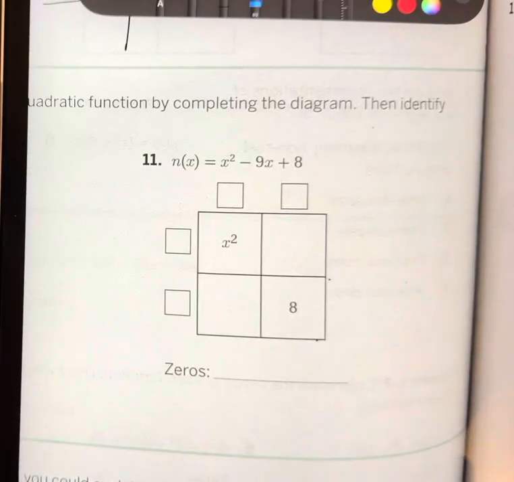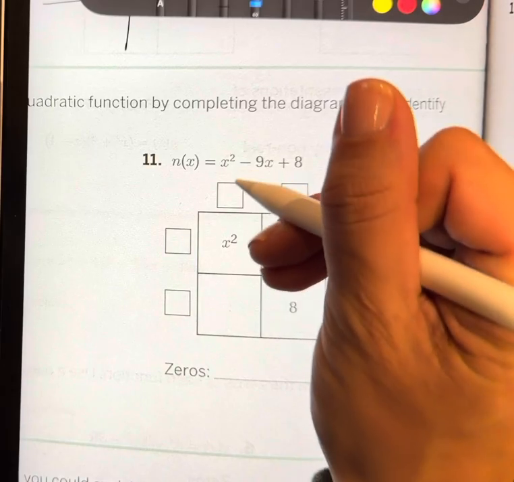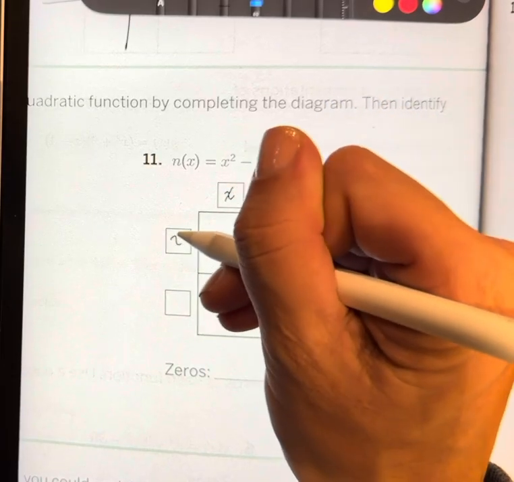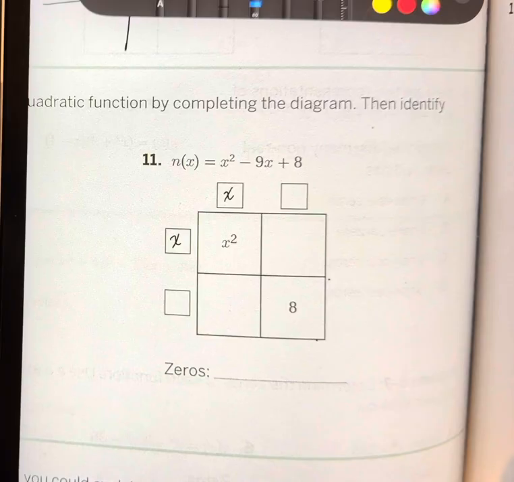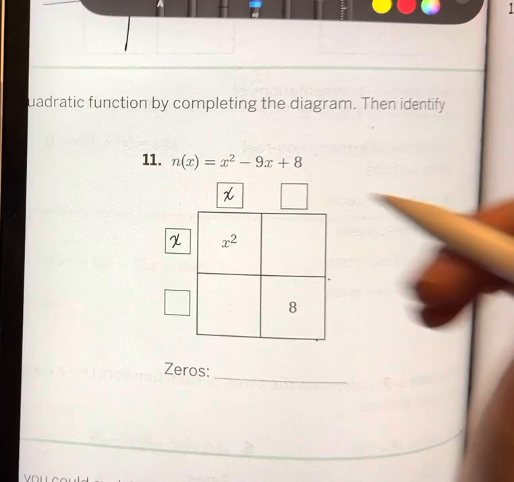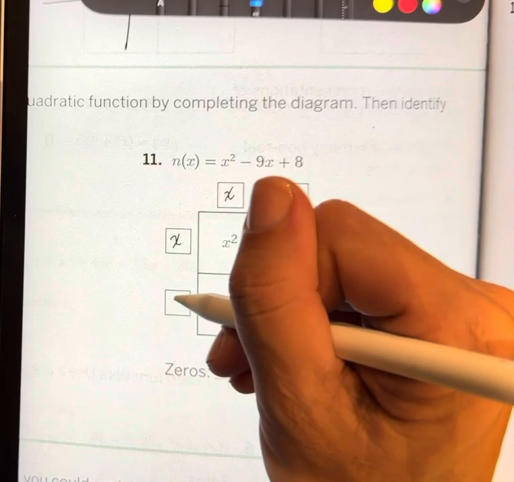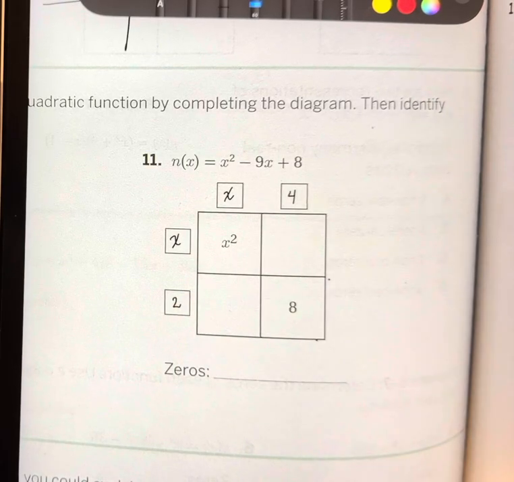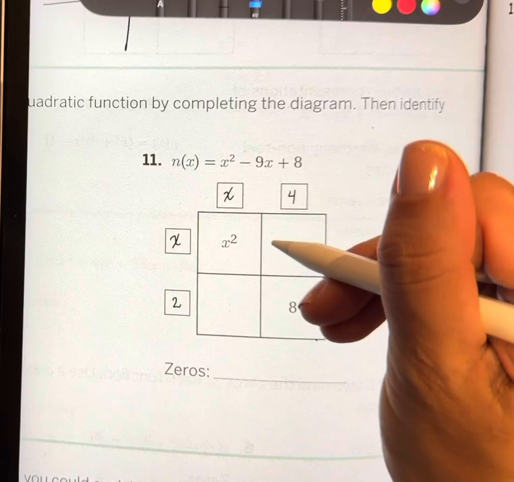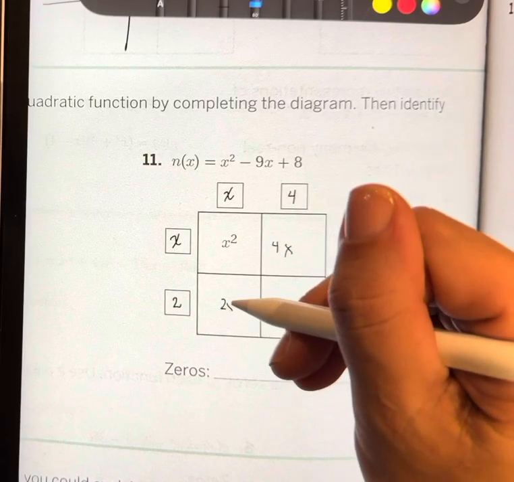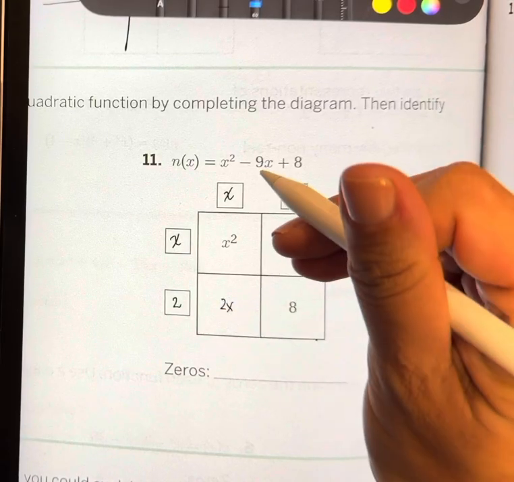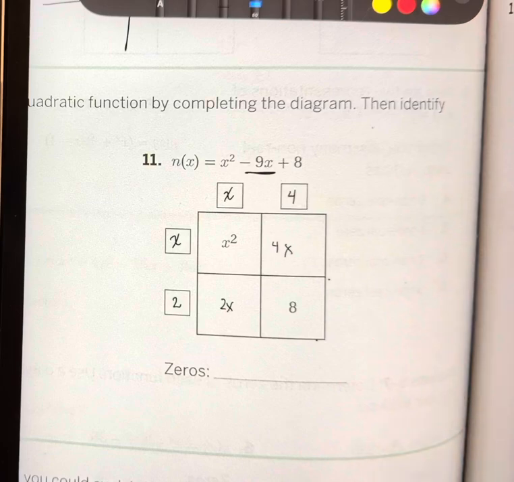Okay. And on this one, we have the x squared here, which means we can only have x and x going on here and here. And then we have the 8 here. And so that can be a number of things. It can be 4 and 2 to make the 8. But if it was 4 and 2, then we'd get 4x and 2x. And they would add to 6 instead of -9.